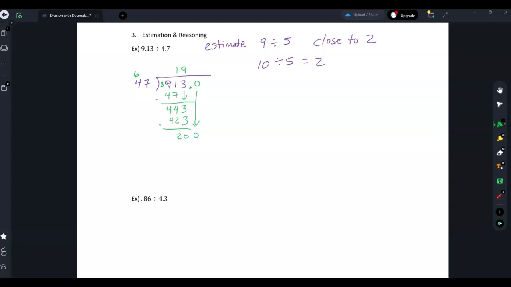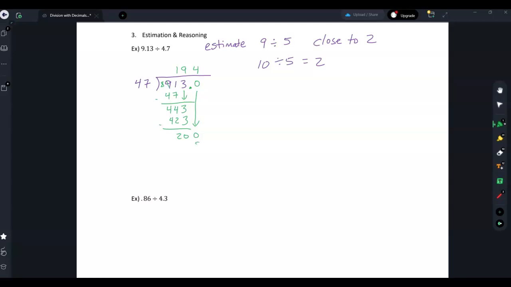So if I were doing this for real, I would go ahead and bring my decimal up, but since I'm not going to worry about decimals until the end, I'm not going to worry about that. So let's see, 47 into 200. I just erased my regrouping from earlier so I don't get confused. 47 is close to 50. 50 would go into 200 four times. So I'm going to try a 4.